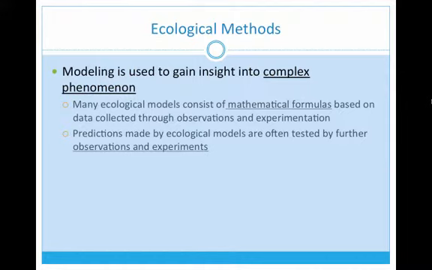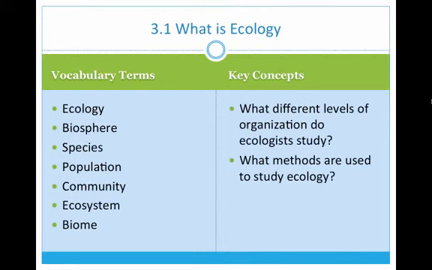Now, those three methods, observing, experimenting, and modeling, answer our second key concept: what methods are used to study ecology. Now, that does it for part 1 of chapter 3. At this point, you should be able to define all of those key terms, and you should be able at this point to answer those two key concepts.